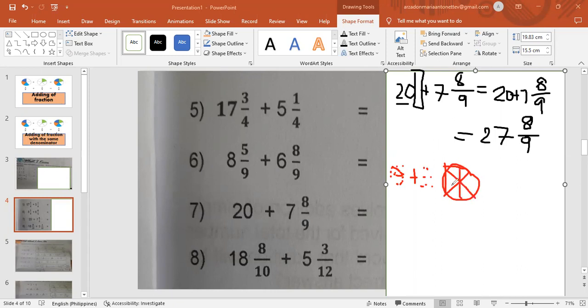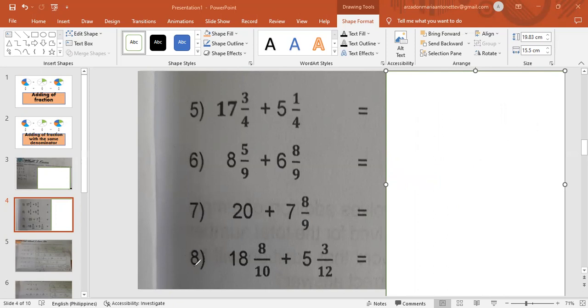You have 9 parts again. Okay? And then only 8 are shaded. Only 8 are shaded, so 1 is missing there. So it's not complete, right? It will not become whole. So you will stop with 27. And the other circle is only this one, with only 8 shaded. Okay. Now let's proceed to number 8.